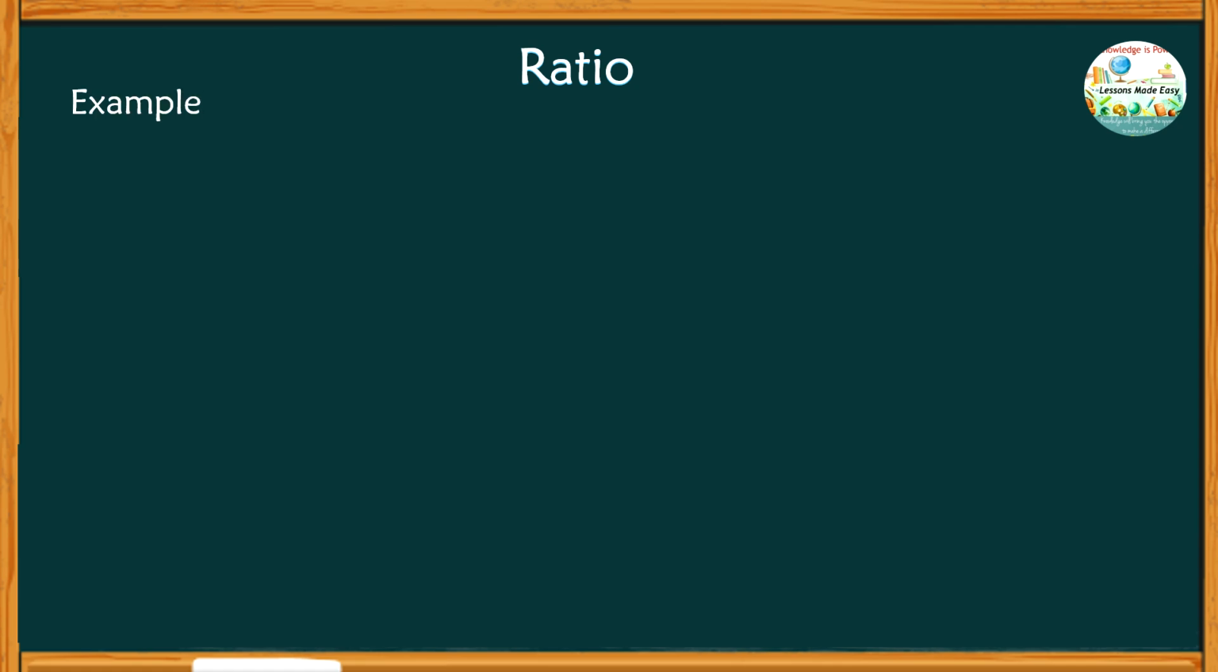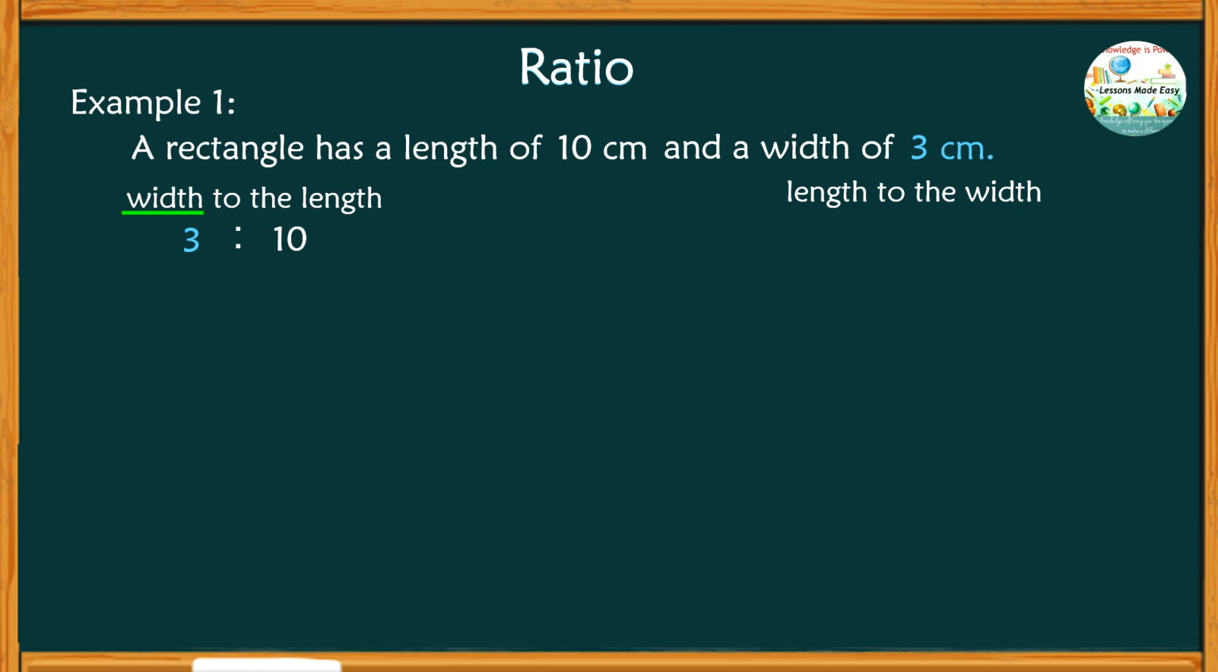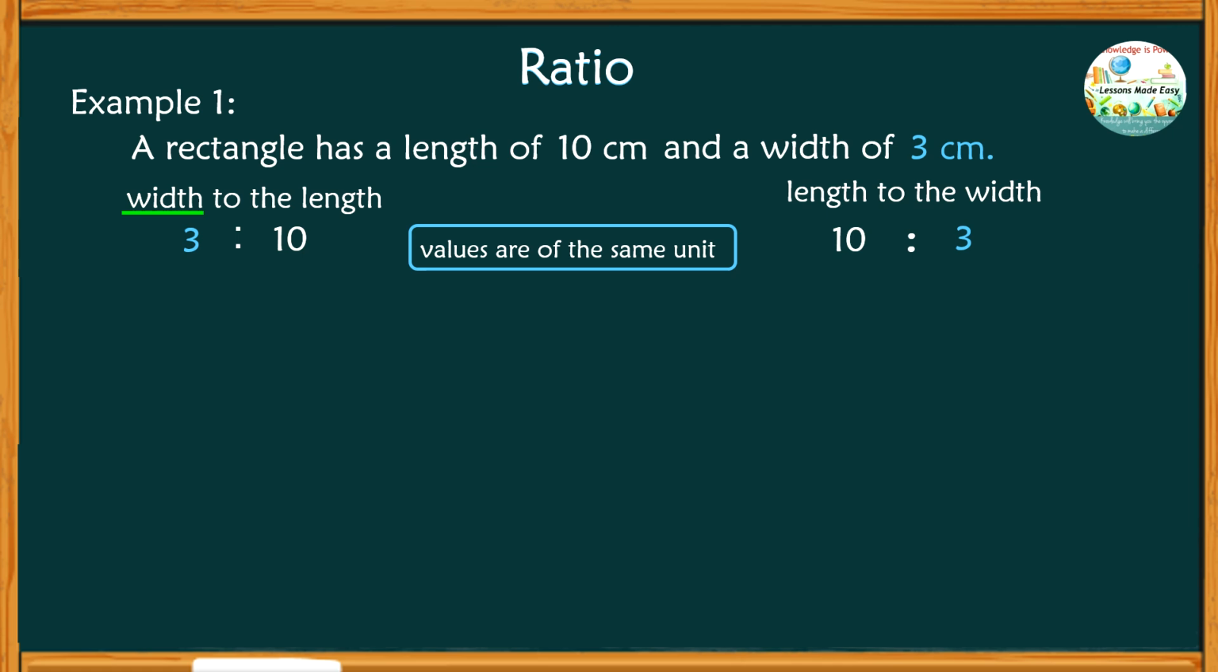Look at this example. A rectangle has a length of 10 centimeters and a width of 3 centimeters. Find the ratio of the width to the length and the ratio of the length to the width. In the first ratio, we write the number that represents the width first, since it's mentioned first. The ratio would be 3:10, and the other is 10:3. The units are not written in a ratio if the two values are of the same unit. As you can see, both the length and the width are expressed in centimeters.